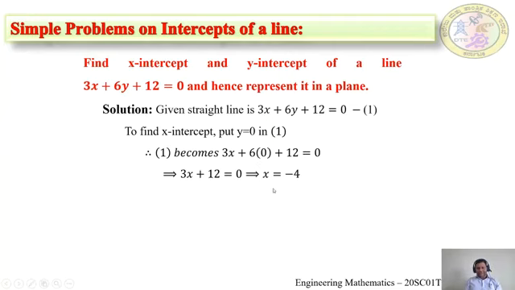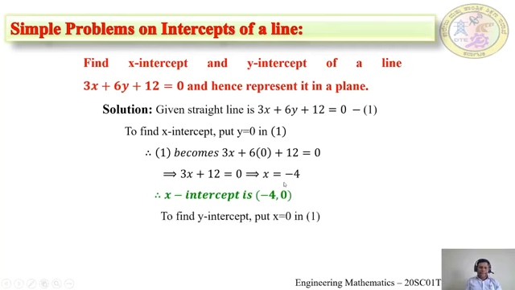If you divide, it will become x equal to minus 4. Since you know simplification very well, you can do it directly. 3x equal to minus 12, x equal to minus 12 by 3, that is minus 4. Therefore x-intercept is minus 4, 0. So the x-intercept value is minus 4, 0.